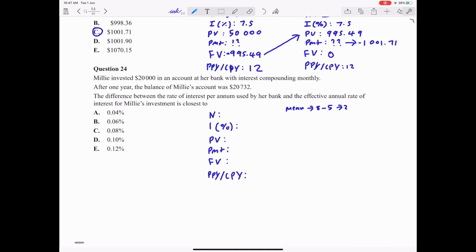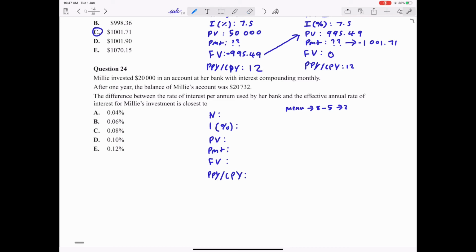Question 24. Millie invested $20,000 in an account at her bank with interest compounding monthly. After 1 year, the balance of Millie's account was $20,732. The difference between the rate of interest per annum used by her bank and the effective annual rate of interest for Millie's investment is closest to. So basically, same as the previous question, we've just got to insert the information given in the question into the finance solver on your CAS calculator.